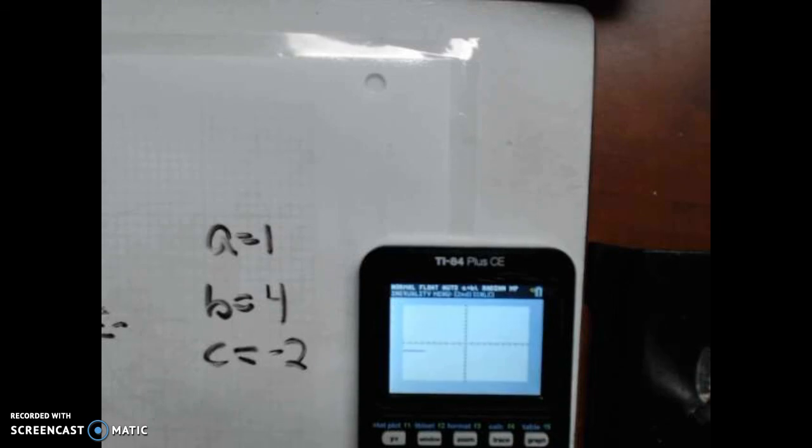When I hit graph, we see that it's a little bit lower. It's down 2, and it's been shifted to the right 4 places, and that's exactly what it says we're supposed to do.